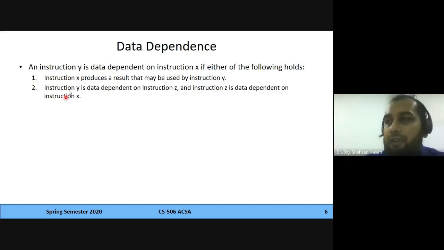Or, if instruction X produces a result which is used by Y, and Y produces a result which is used by Z, then Z is also dependent on X. So I'm going to repeat this here.